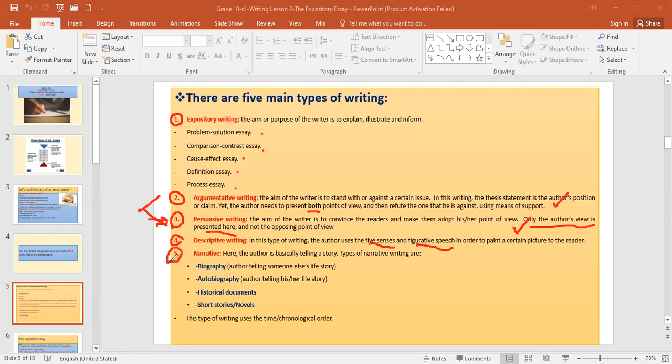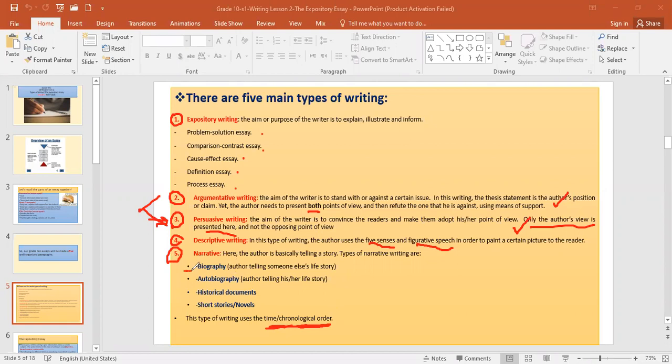Finally, the last type of writing we're going to take. Any volunteers to read? I can read. Yes, please read. Narrative. Here, the author is basically telling a story. Types of narrative are biography, author telling someone else's life story. Autobiography, author telling his or her life story. Historical documents, short stories, novel. This type of writing uses time chronological order. Remember time chronological order? That's one of the patterns of organization.